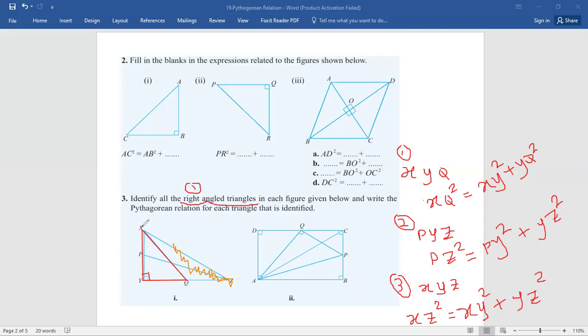And the other two sides are XY and YQ for this one. And when it comes to the PYZ, it is something like this. PY and Z. So this is our right angle triangle, PYZ. We are not going to care about others. We are not going to take care about X.